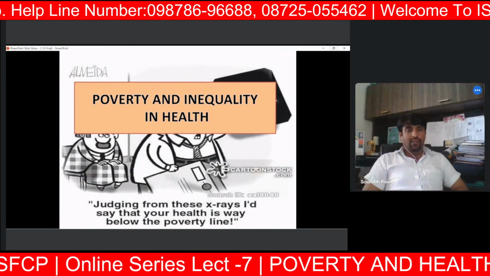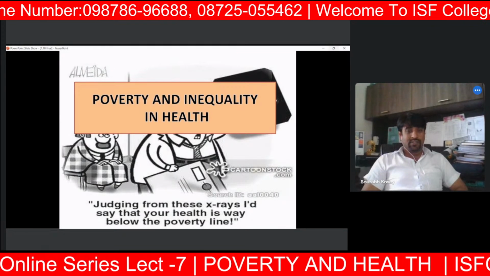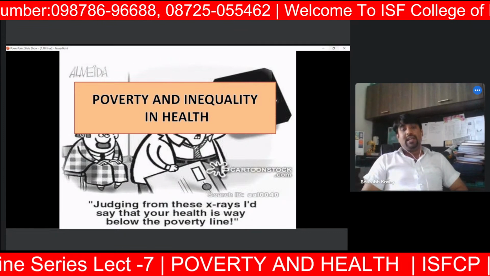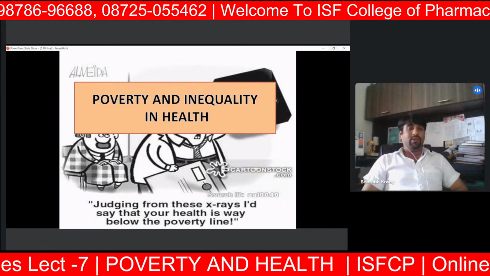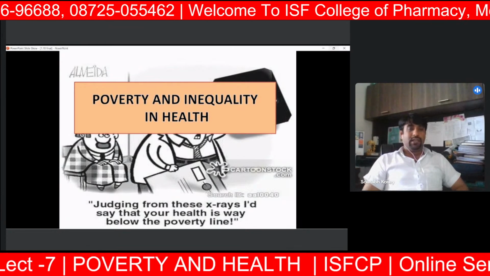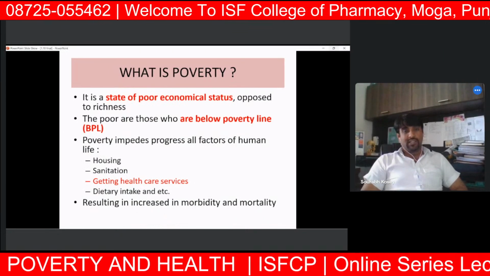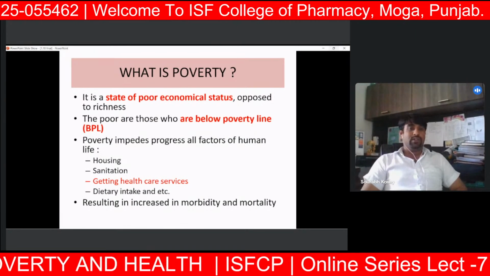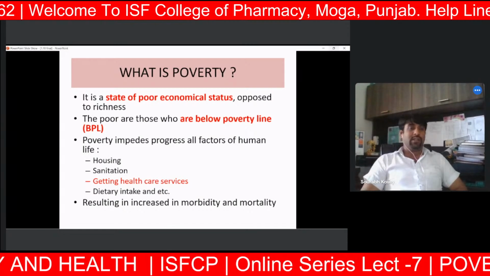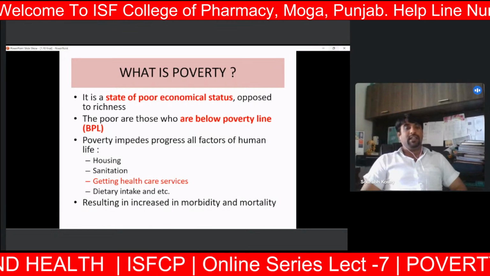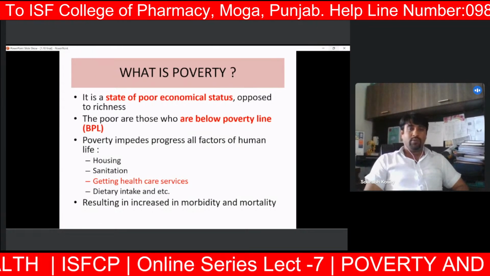Regarding poverty and inequality in health, there is a famous cartoon where, judging from the X-ray films, the doctor says that your health is way below the poverty line. The reality is that poverty states a poor economic status relative to richness, and the poor are those who are below the poverty line. Poverty impedes progress in all factors of human life: housing, sanitation, getting healthcare services, dietary intake, etc., resulting in increased mortality and morbidity.